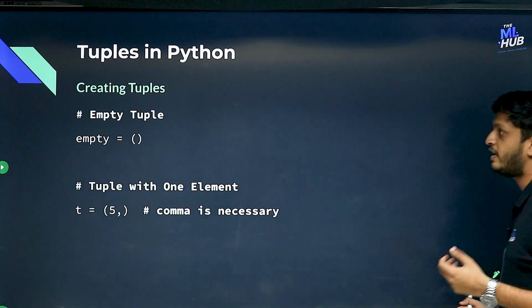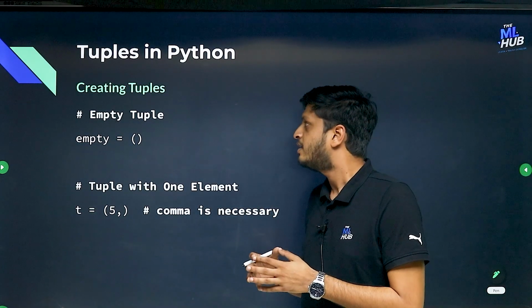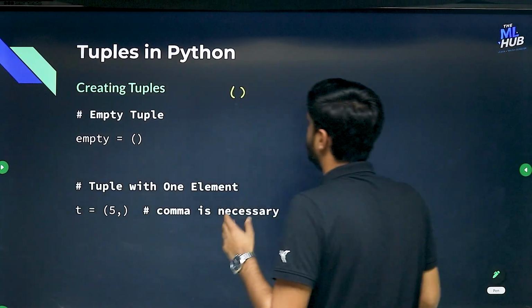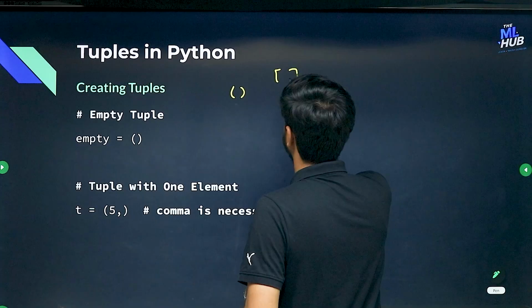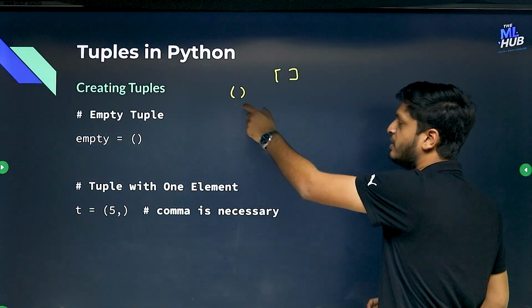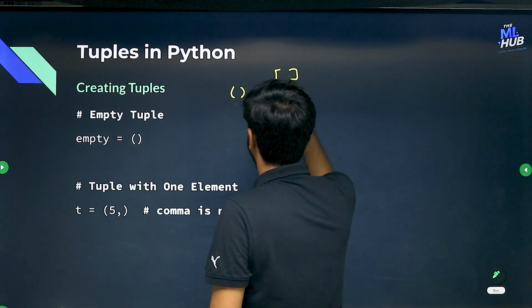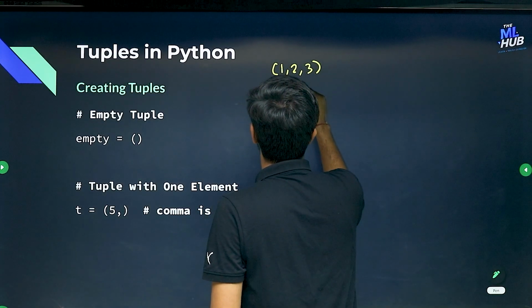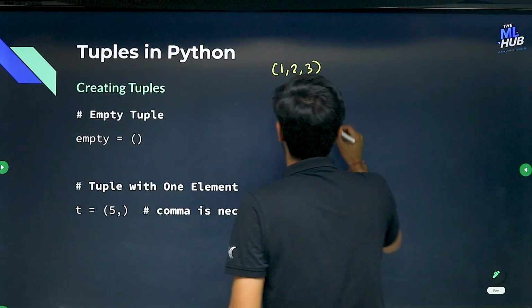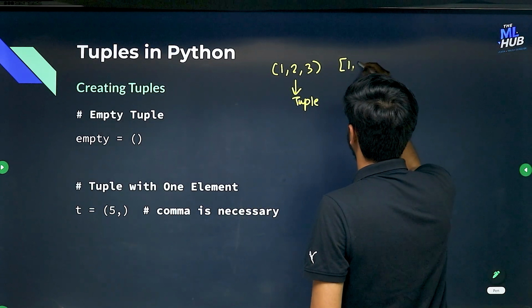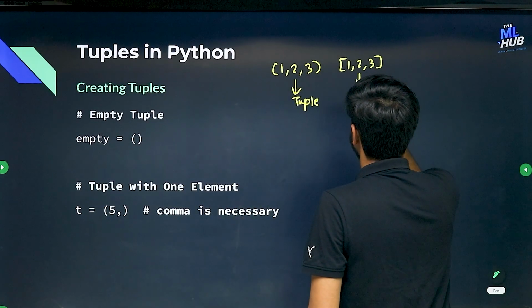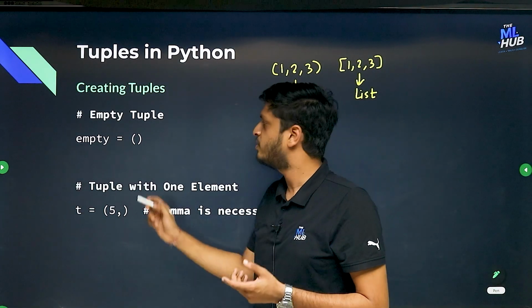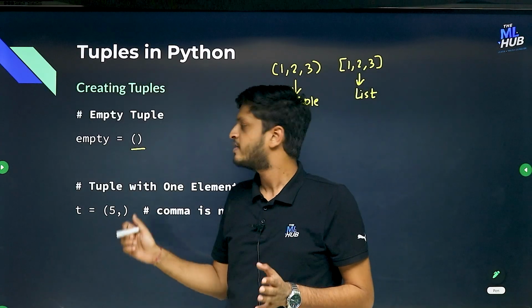Okay. Now let's see how can we create tuples in Python. To create tuple, we use round brackets. To create list, we used square brackets. To create tuples, the same way, but we will use round brackets. Okay. So if you just write any number of elements inside round brackets, let's say 1, 2, 3, this will be a tuple. And similarly, we created list using square brackets like this. This is a list. Okay. So if you have to create an empty tuple, in the round brackets, you don't write anything. So this will be an empty tuple.